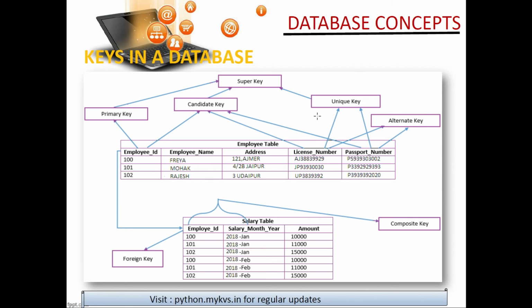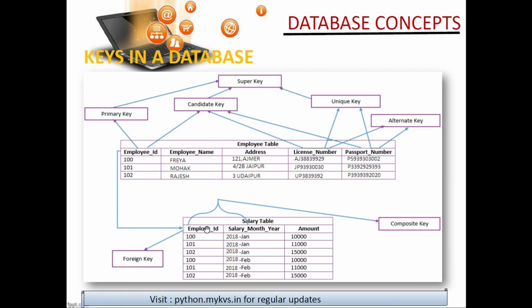Employee ID, license number and passport number all have the eligibility to be the primary key, so they come under the candidate key. Amongst these three candidate keys, employee ID has been made the primary key. That's why license number and passport number have become the alternate keys, but they are also unique in nature. The keys that are unique in nature are also known as super keys. So employee ID, license number and passport number are candidate keys, and they are also termed super keys.